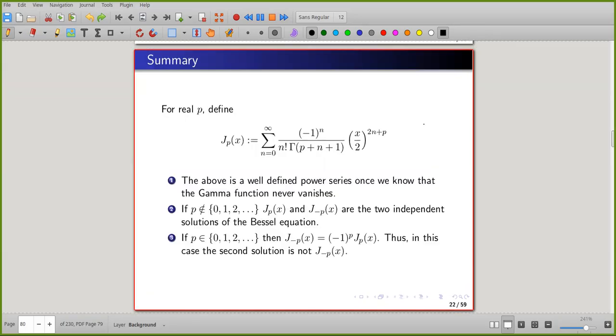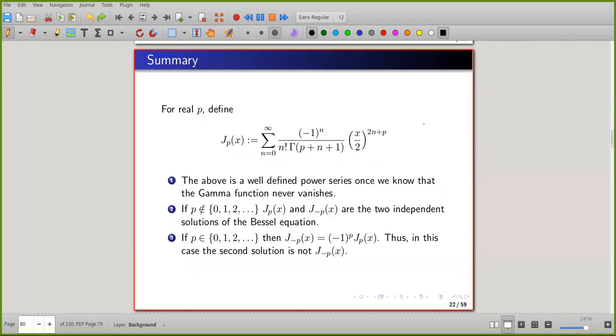But this part is important. In the exam, not in this quiz, but in the end sem, I'm definitely going to ask questions on the Bessel function, but those questions will only use some simple properties of the Bessel function.